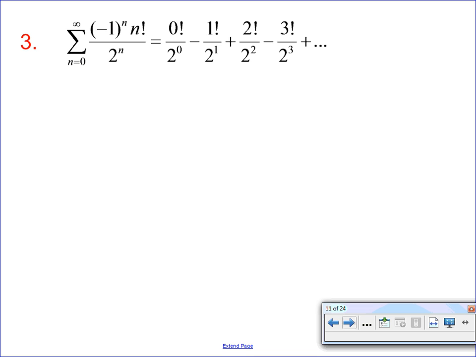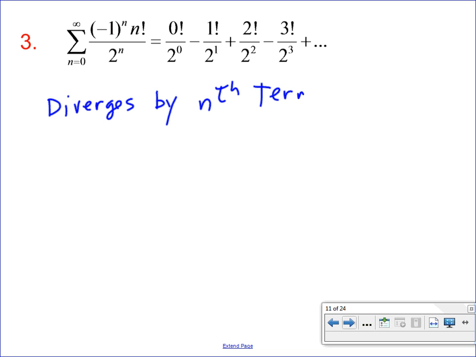I've got factorial on top and exponential on bottom, right? Who grows more quickly, factorial or exponential? Factorial. Factorial is our new top dog in Growth Town. So factorial is the fastest growing thing in the limit as n goes to infinity. So what happens? My nth term does not approach 0, so this is not going to converge at all. It won't converge conditionally, it won't converge absolutely. This diverges by the nth term test.